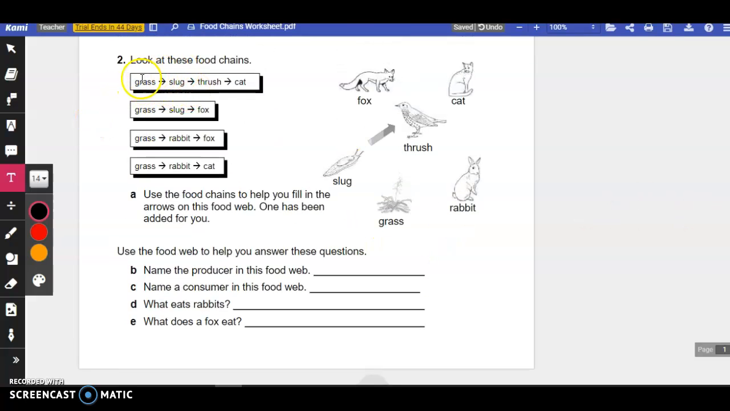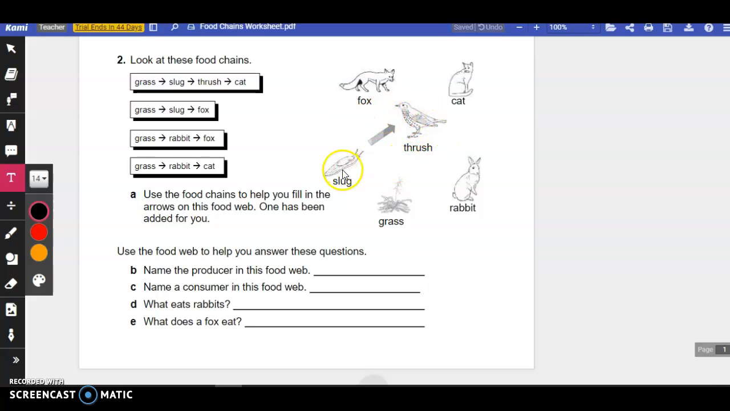Look at these food chains. Now they have 4 different types of food chains. Grass, slug, thrush, and cat. Grass, slug, and fox. So these are the different types of food chains that can occur within an ecosystem. Now question A. Use the food chains to help you fill in the arrows on this food web. One has been added for you.